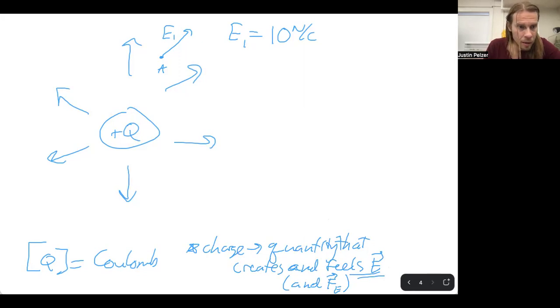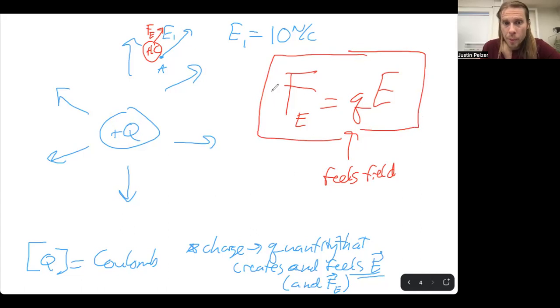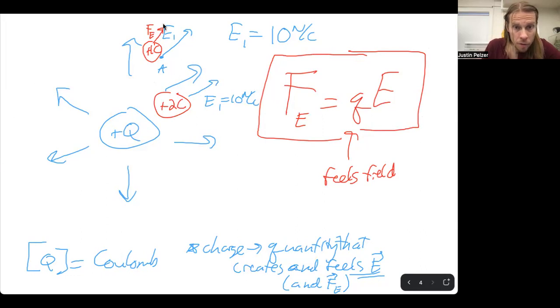So say I have that. Let's put a positive 1 coulomb charge there. If I put a positive 1 coulomb charge there, it feels a force in that direction. Of what value? Well, the force is the charge that feels the field times the field strength. So the bigger the charge, say I put 2 coulombs here, and this is also a field of E1 is 10 newtons per coulomb. Then this one is going to feel a force. Let's draw it a little more accurately.